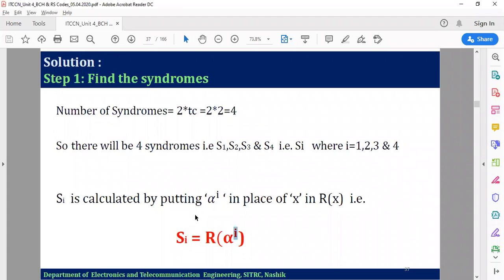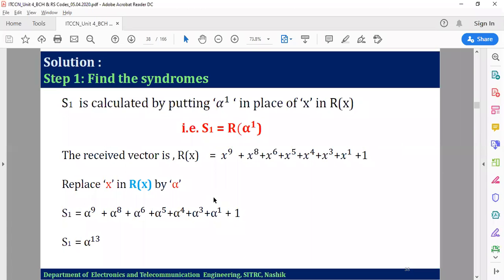Okay, so I hope it is clear how it is calculated. SI is equal to R of alpha raised to I. So we'll calculate the syndromes step by step. I'll just show you the first syndrome. I have the slides for S2, S3, S4, but you have to calculate them on your own. Now, what is my SI? It is R of alpha raised to I. So I'm going to calculate S1. It is calculated by putting alpha raised to I. Now, what is my value of I? It is 1. So simply, I need to replace every X in the received code word by alpha. Simple. So for syndrome 1, just replace every X by alpha.